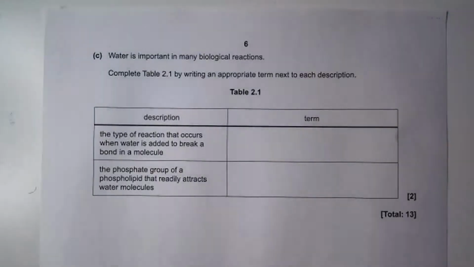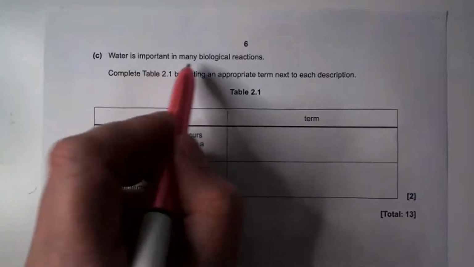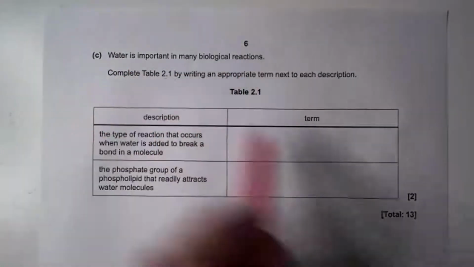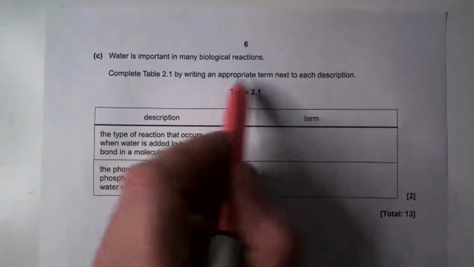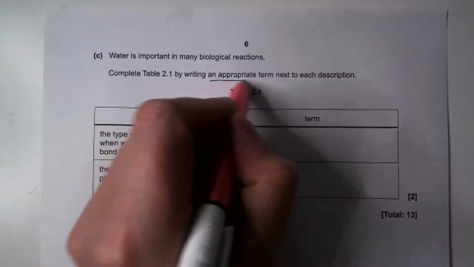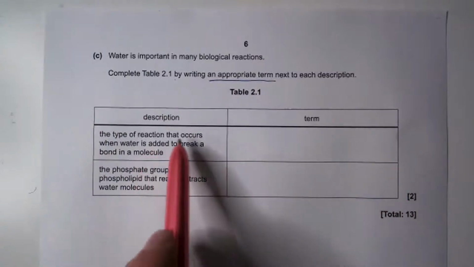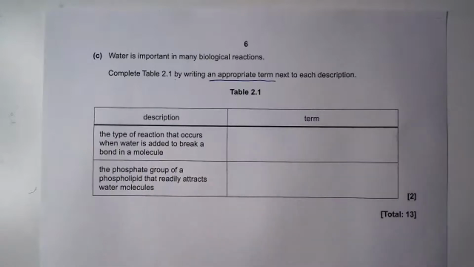So, an exam question about water. It says water is important in many biological reactions. Complete table 2.1, and we've got the table 2.1 here, by writing an appropriate term next to each description, and it's worth 2 marks. We've got two descriptions, so we need 2 terms.